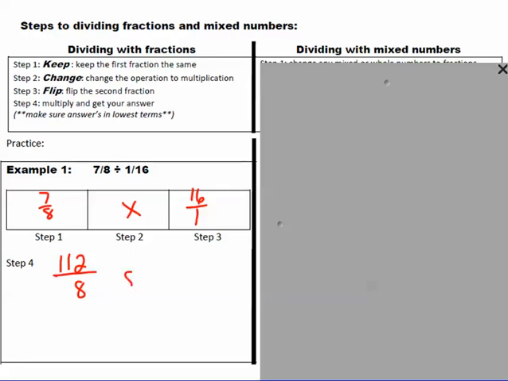That's improper, so I need to divide. So let's see. All right, so I don't actually have a remainder here. So my answer ends up being a whole number, just 14. Okay?